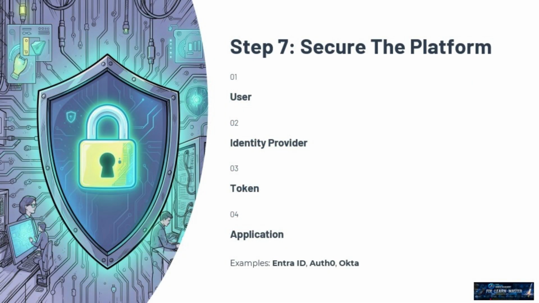Security is one of the most critical responsibilities of a solution architect. Many projects treat security as something to add later, but experienced architects design security from the beginning. Modern systems typically use centralized identity providers, such as Microsoft Entra ID, Auth0, or Okta. Users authenticate with the identity provider and receive secure tokens that prove their identity. Services then validate these tokens before granting access. This approach improves security, simplifies user management, and ensures consistent authentication across the platform.